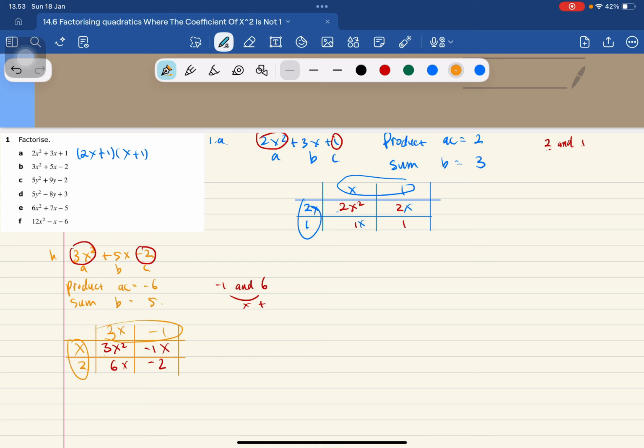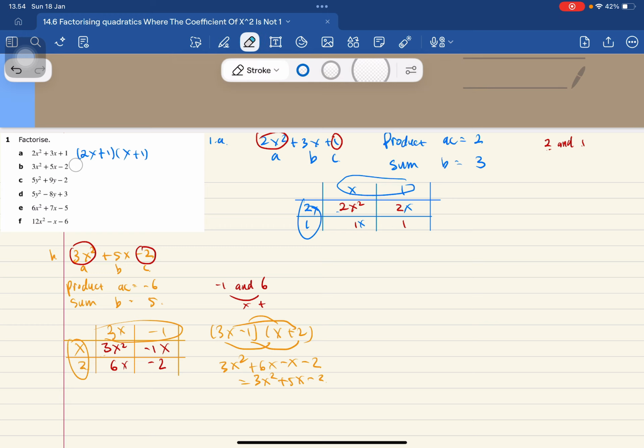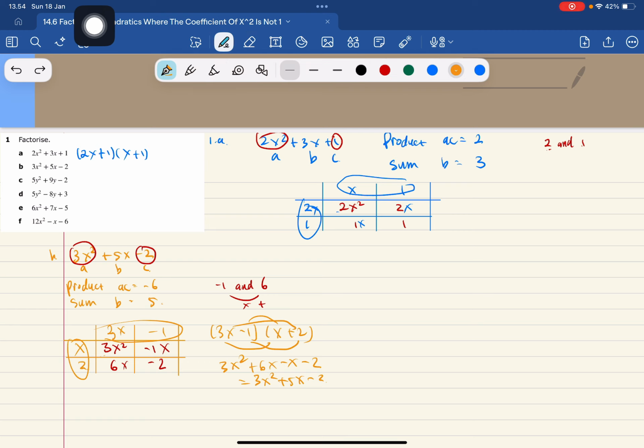We can check it to make sure. So 3x minus 1 multiplied by x plus 2. So 3x times x is going to be 3x squared. 3x times 2 is going to be plus 6x. Minus 1 with x is going to be minus x. Minus 1 with 2 is minus 2. It's going to be 3x squared plus 5x minus 2. There it is. So the factors are 3x minus 1 and x plus 2.